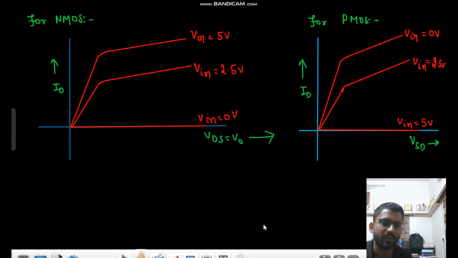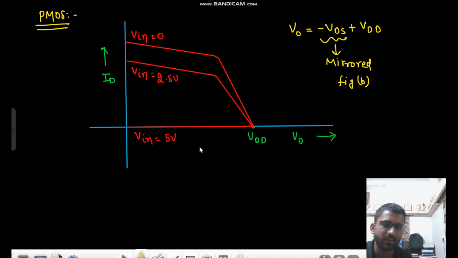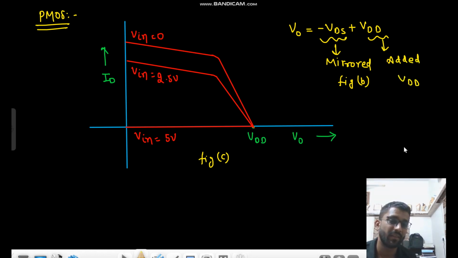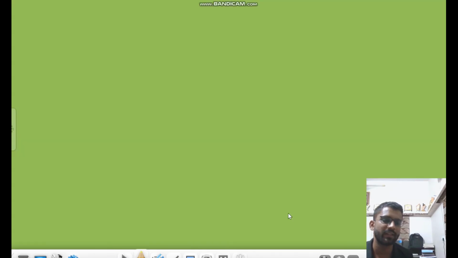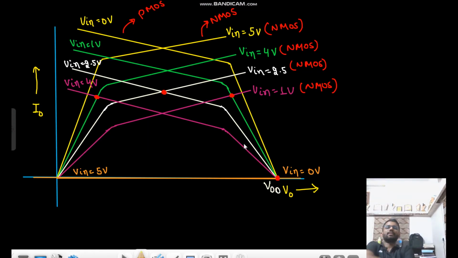This is figure A, and this is figure B. This is figure C. So I mirrored figure B and added VDD. Now, by superimposing figure A and figure C, what do we get? This is the final transfer characteristic that we are getting by superimposing both of them.